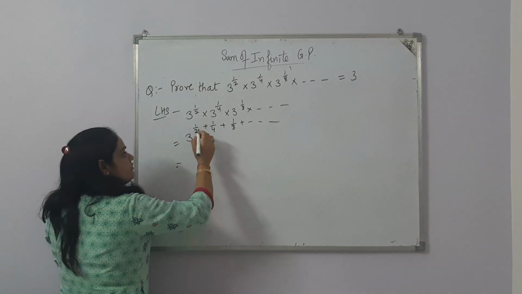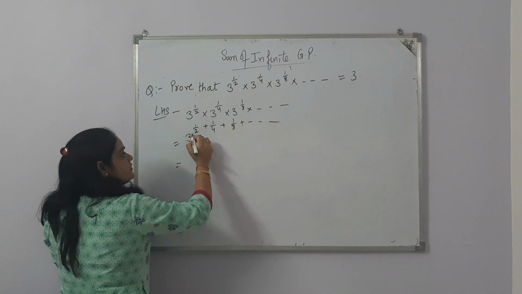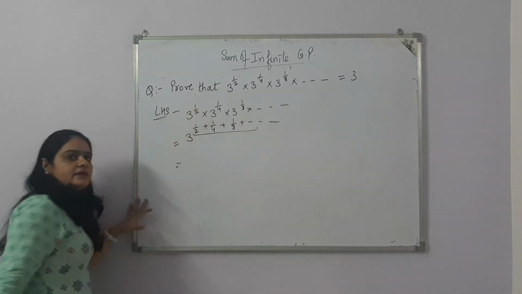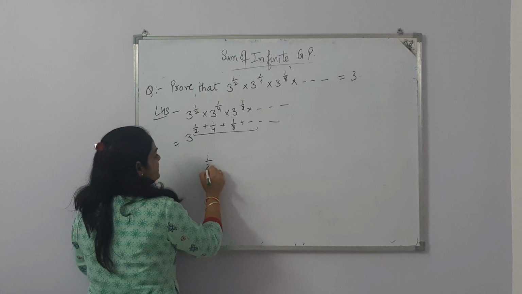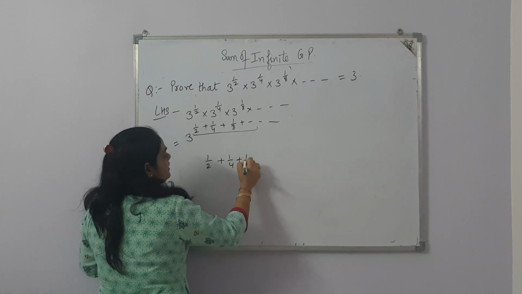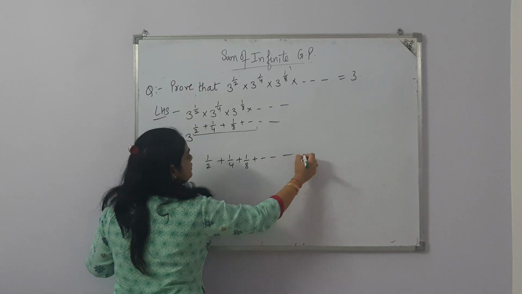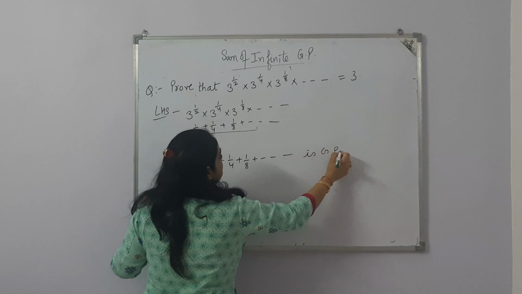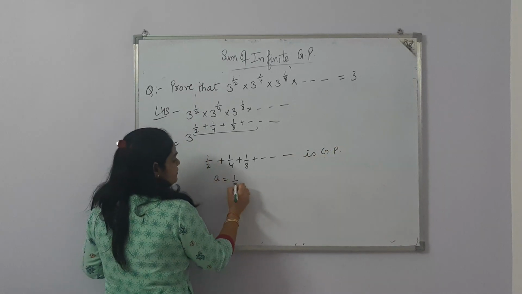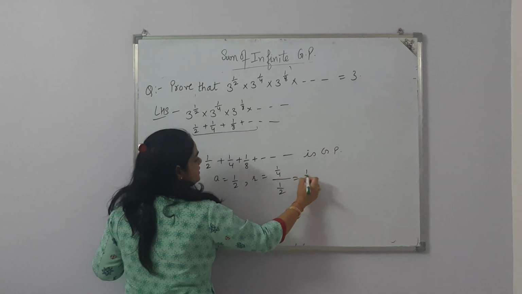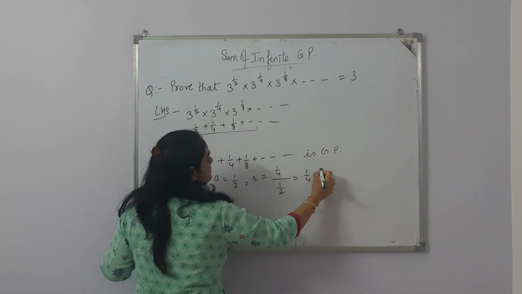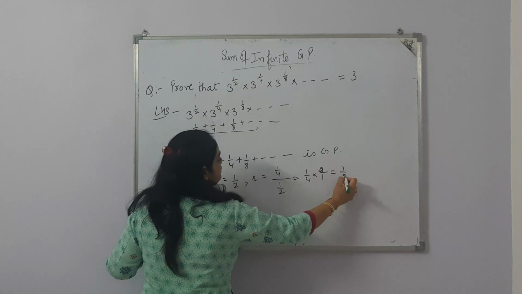Now, you are watching that this is your GP. 1 by 2 plus 1 by 4 plus 1 by 8, so on up to, is a GP. So what is a? It is 1 by 2. What is r? It is 1 by 4 upon 1 by 2. Reciprocate the term 1 by 2, it becomes 2 by 1. So it is 1 by 2.